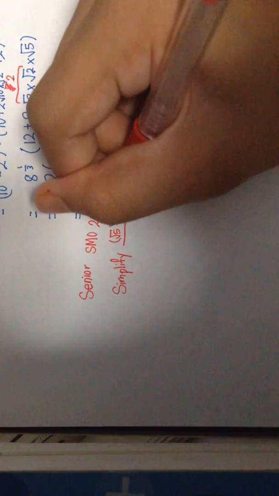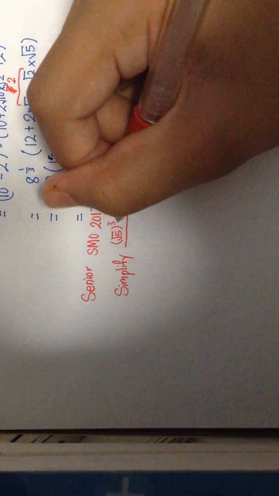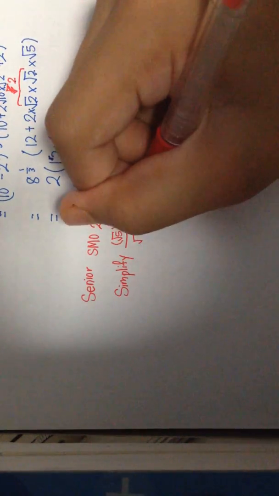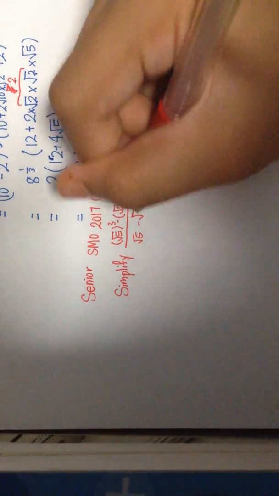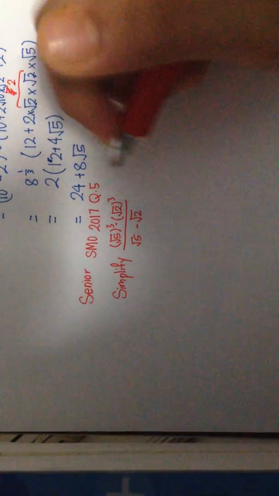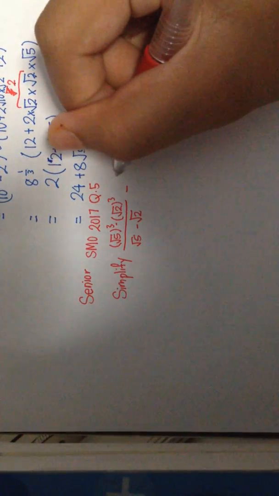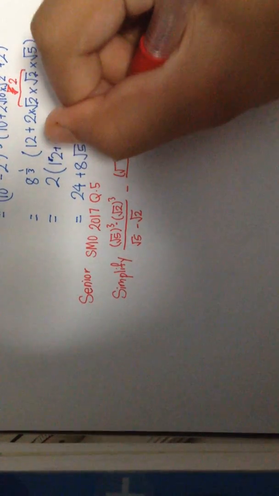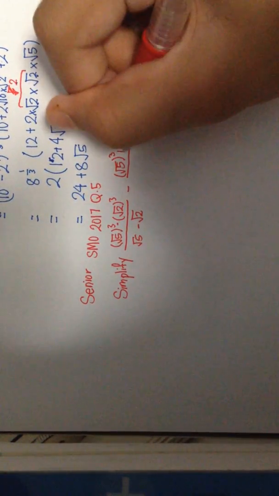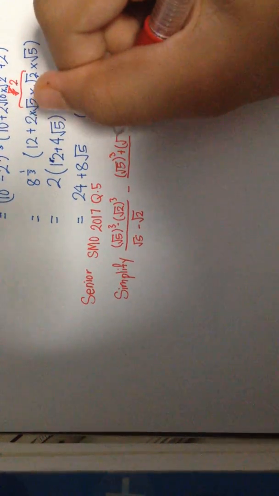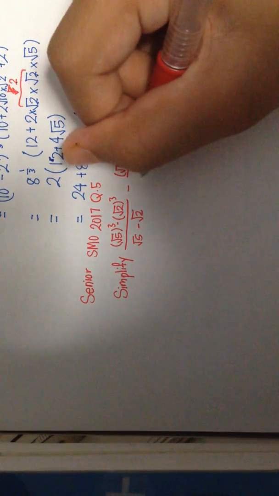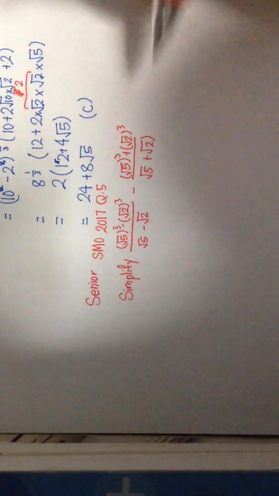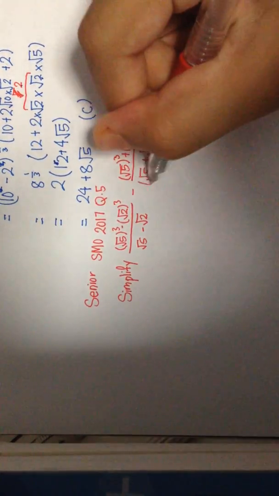Root 5 to the power of third minus root 2 to the power of third, over root 5 minus root 2, minus, same thing, but now I make it positive, root 5 to the power of third plus root 2 to the power of third, over root 5 plus root 2. Okay? Now how do we solve this?